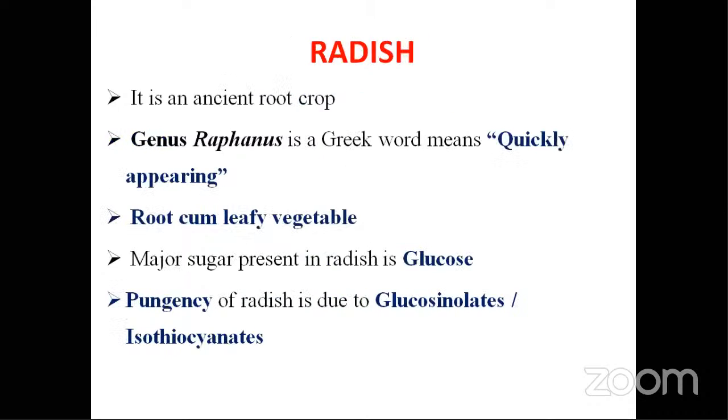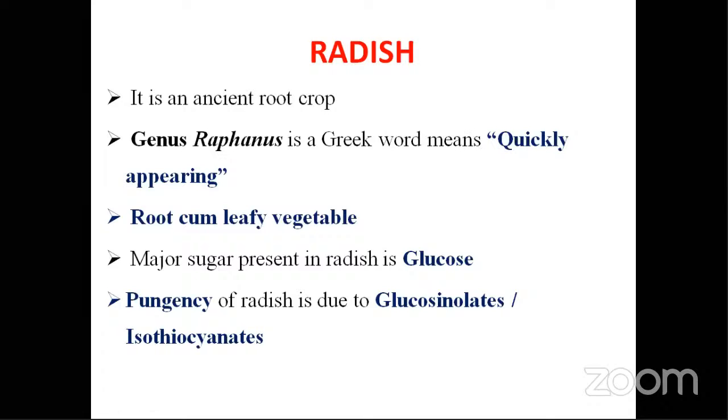Next, coming to radish, the genus Raphanus is a Greek word which means quickly appearing. Why is it so? Because radish germinates very early if you put the seeds, whatsoever the conditions, even in stones, it will come up. So it is very easily growable, irrespective of the temperature and the climate conditions prevailing. It will come up very easily and very early also. So Raphanus is a Greek word which means quickly appearing.